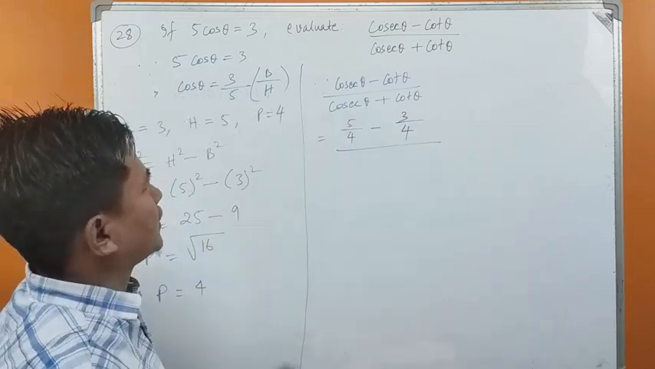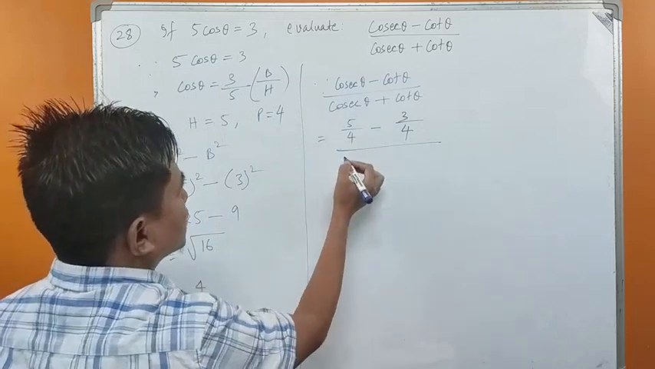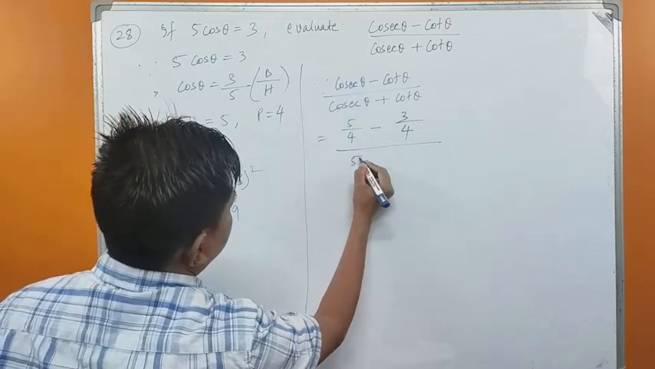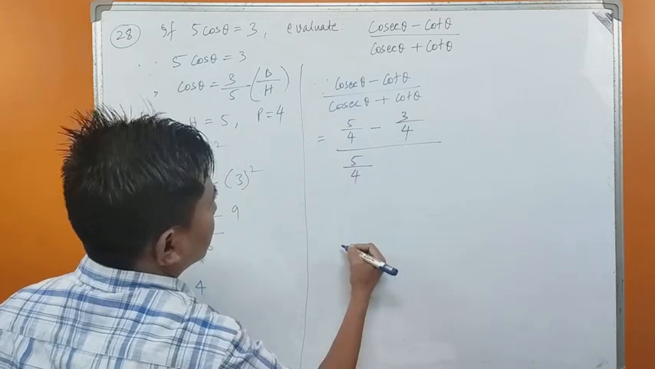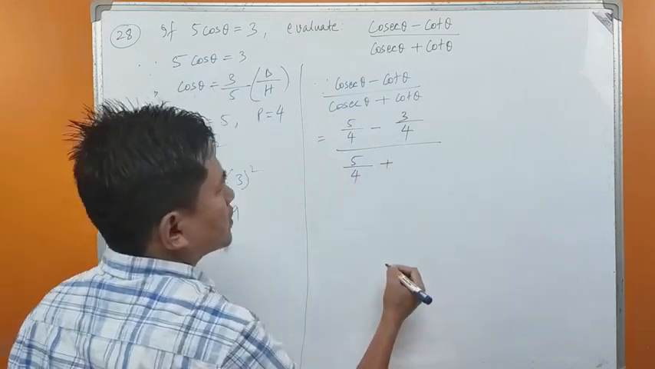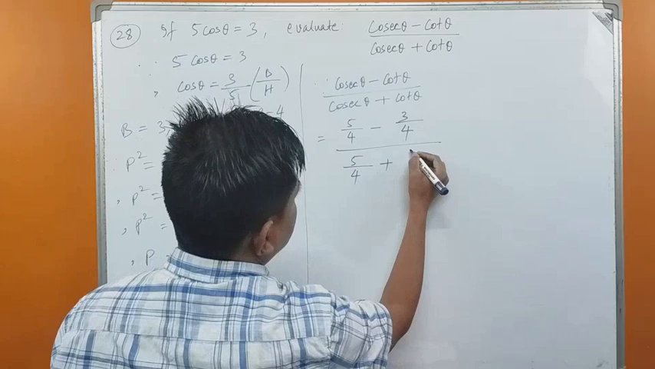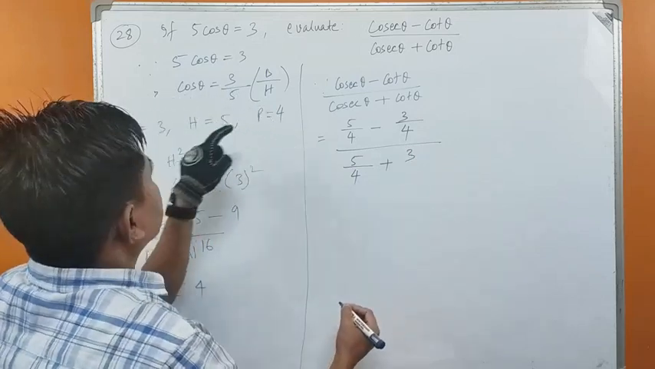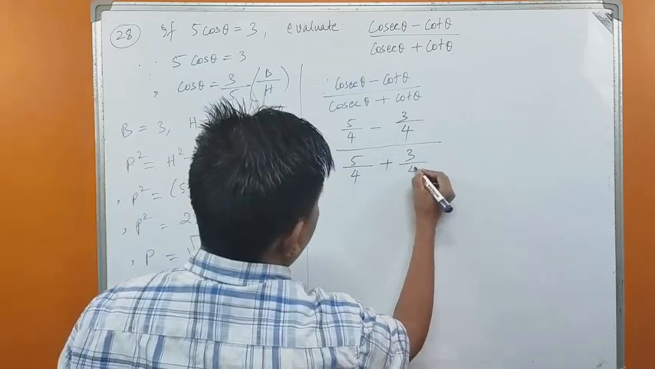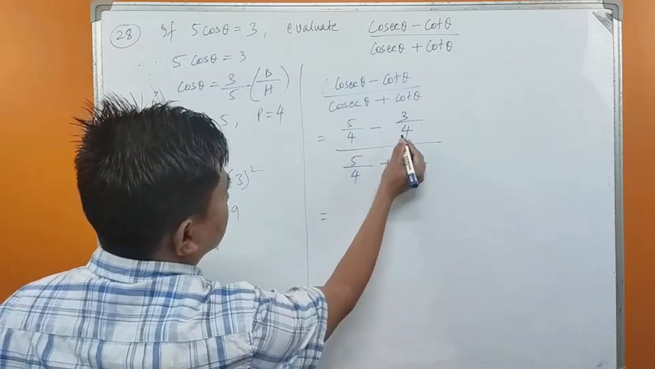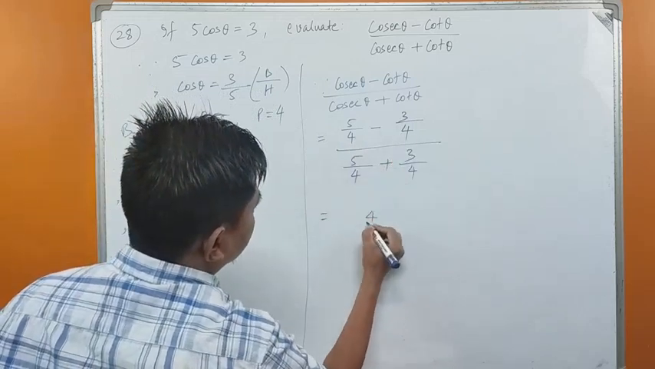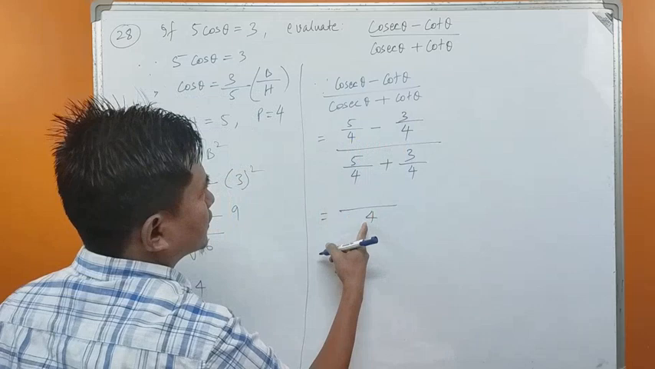Now cosec theta again. Cosec theta is hypotenuse upon perpendicular, isn't it? So hypotenuse upon perpendicular plus cot theta, base upon perpendicular. What is base? Base is 3, perpendicular is 4. So we take the LCM of 4 and 4. The LCM will be 4.